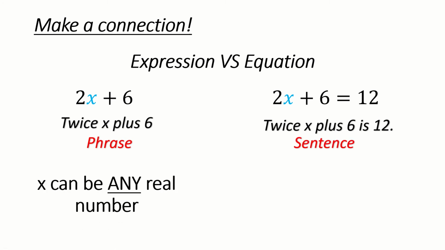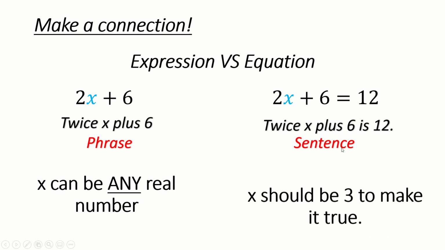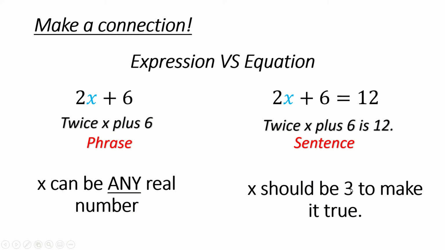In terms of value, the variable represents a certain number, right? In an expression, 2x plus 6, the x can be any real number because it doesn't convey a complete thought. So it can be 1, it can be 4, it could be 1 million or -6, -100, square root of 2, and so on. Because it did not say what the exact value of this 2x plus 6 is. Unlike an equation, there will be only one value for x that will make it true.